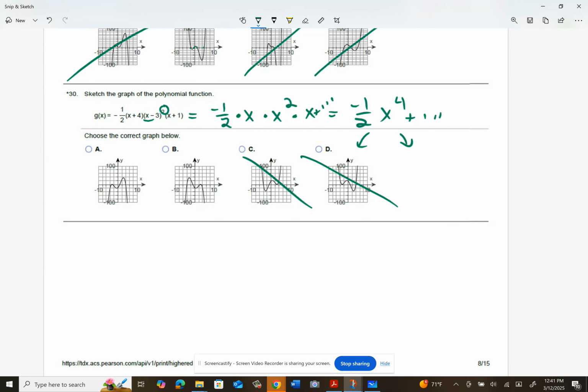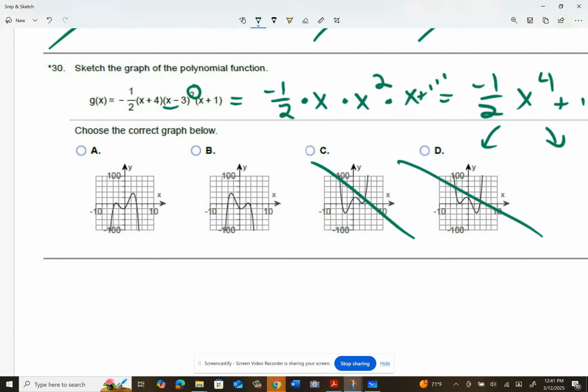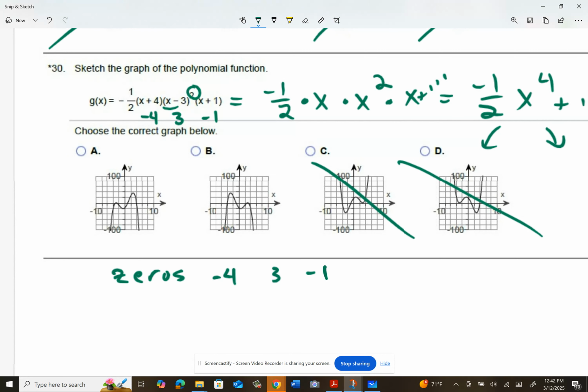I know these are out. All right, now when I'm looking at it, I can look at the zeros. So I get a -4 as one of the zeros, 3, and -1. So let me write this down here. The zeros on this one are -4, 3, and -1. All right, let's think about the multiplicity on each of these. The factor associated with the -4 has an exponent of 1. The factor associated with 3 has an exponent of 2. The factor associated with the -1 has an exponent of 1.